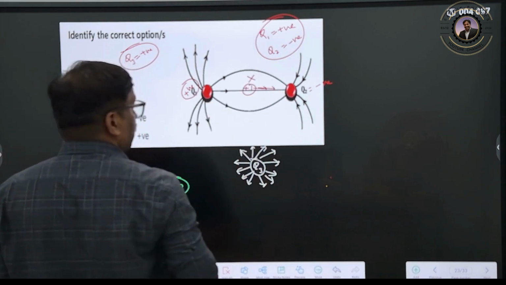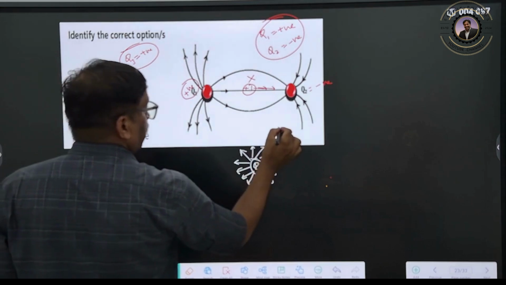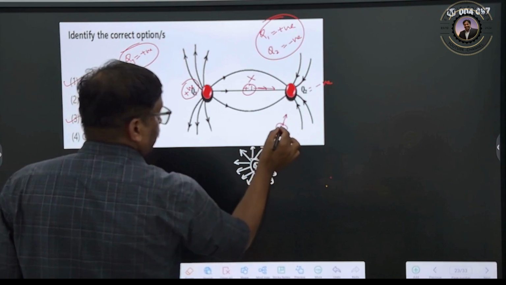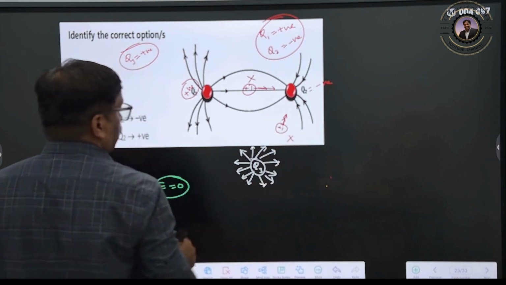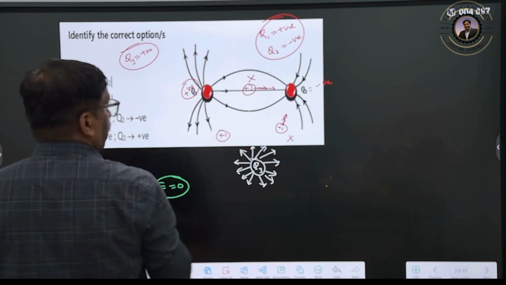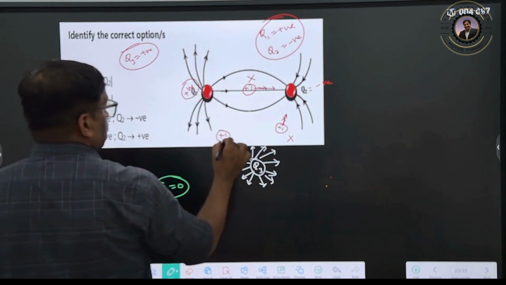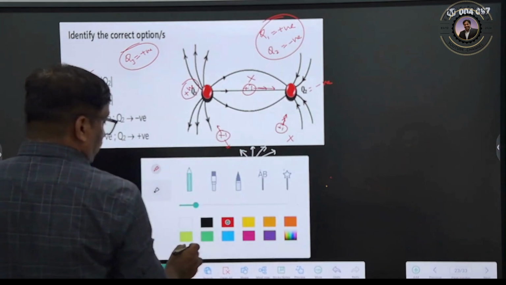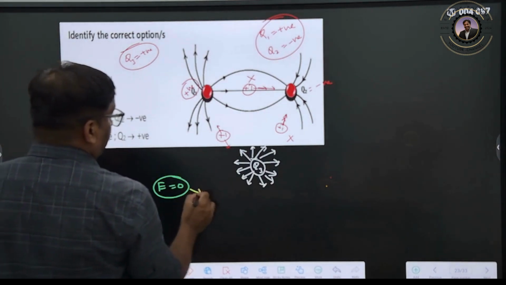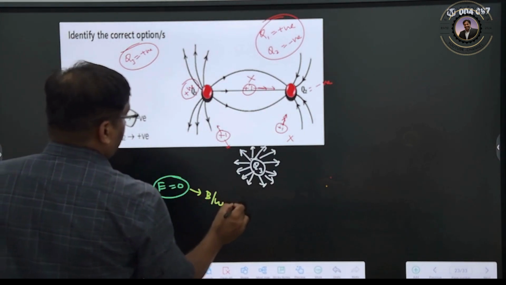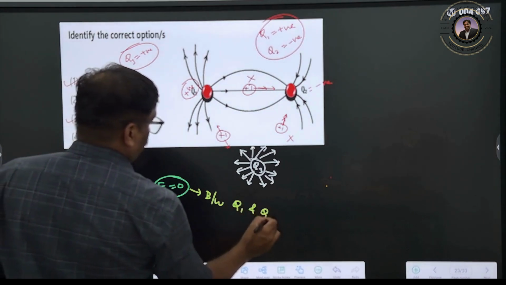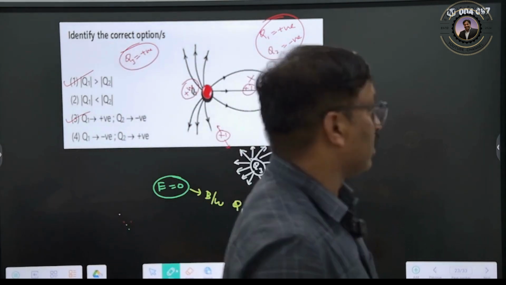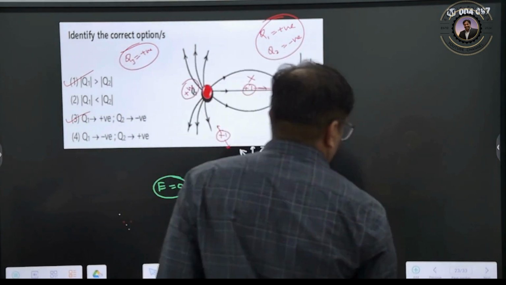Therefore, here electric field will not be 0. In between this one, I will assume plus 1 coulomb. This is negative, so attraction; this is positive, repulsion. Therefore, here also not possible. In between this one, I will apply plus 1 coulomb. This is repulsion, and this also will be repulsion. Therefore, electric field will be 0 in between Q1 and Q3.